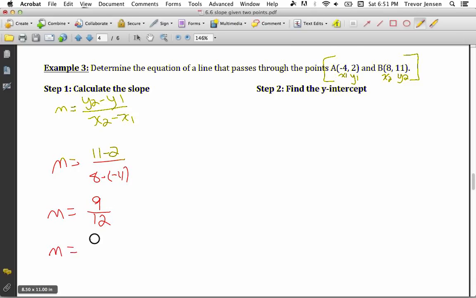It goes into 9 3 times. It goes into 12 4 times. So that simplifies to 3 over 4. Now you need the y-intercept. So you have the slope. You have 2 points on the line. You can choose either one.